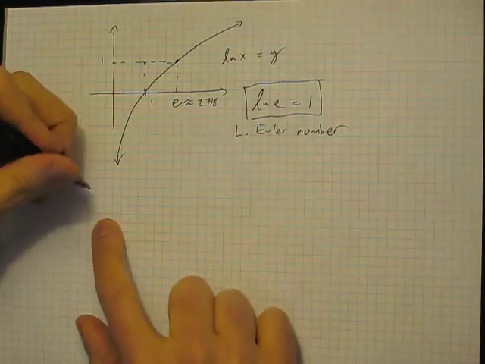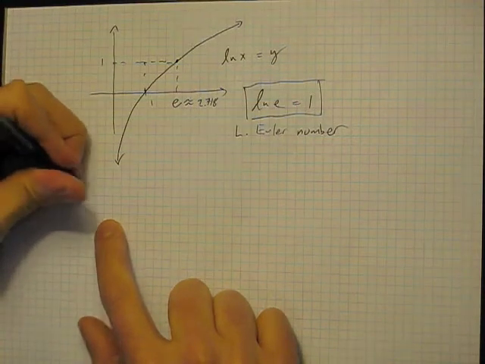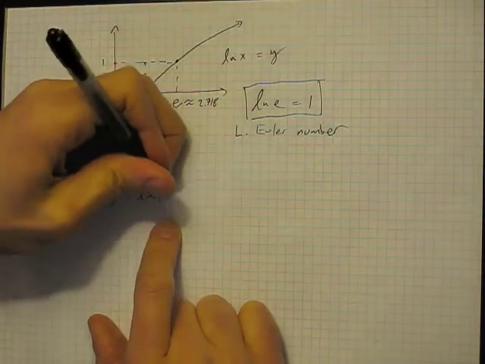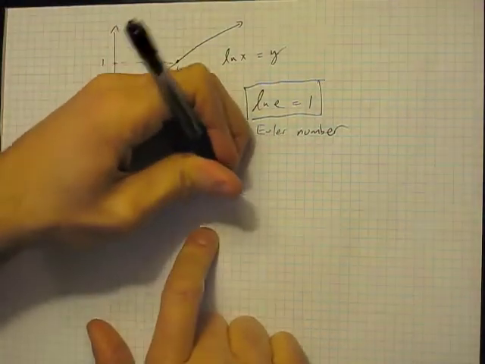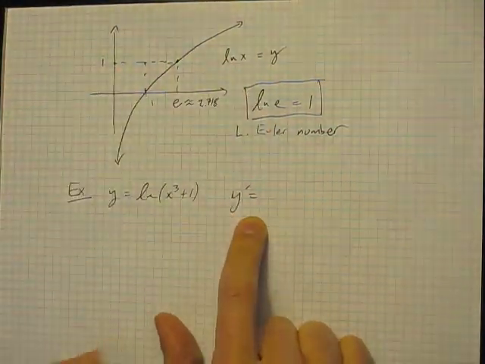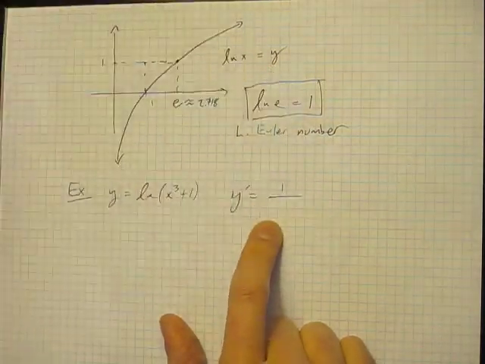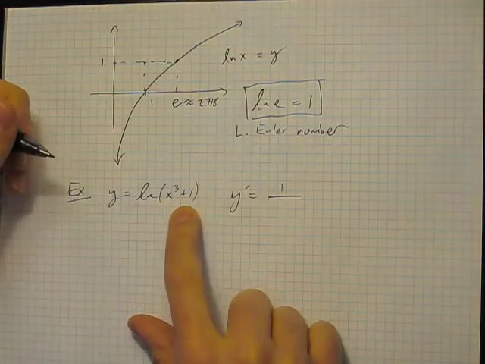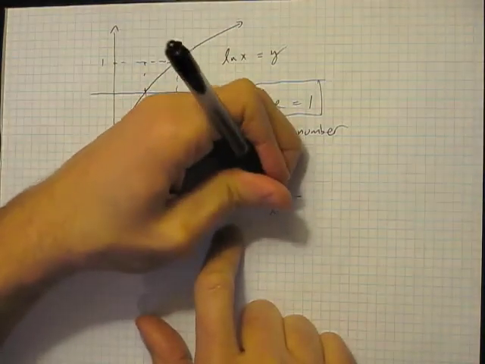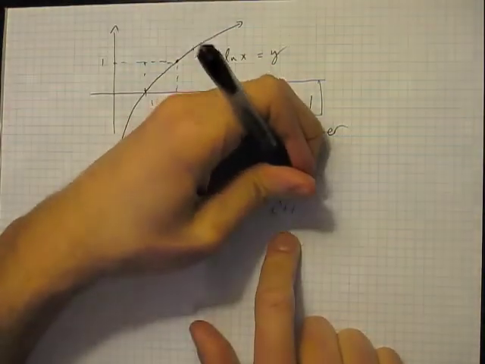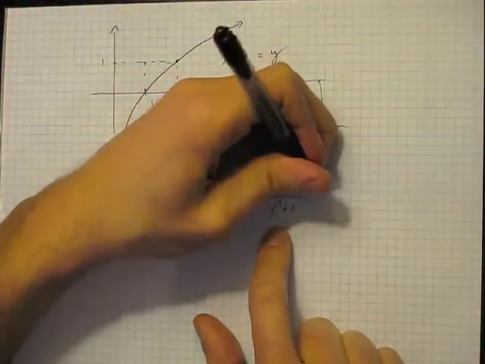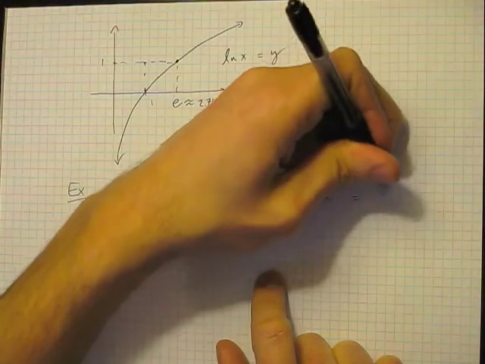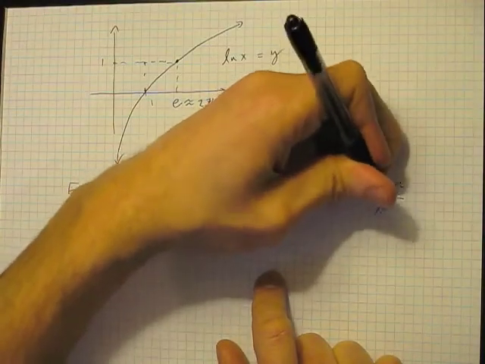Let's do some examples. If y is equal to the log of x cubed plus 1, then what is the derivative of y? We know the derivative of log is 1 over x, so the derivative of log of x cubed plus 1 is 1 over x cubed plus 1 times the derivative of what was inside. So maybe we would write that as 3x squared over x cubed plus 1.